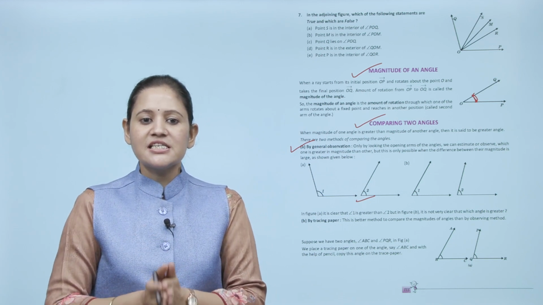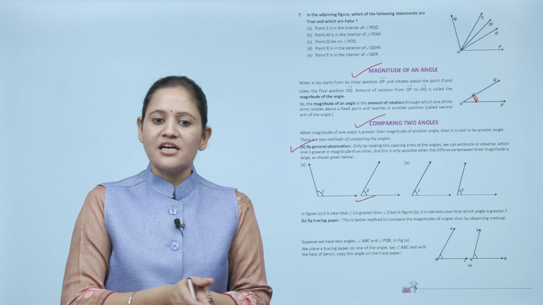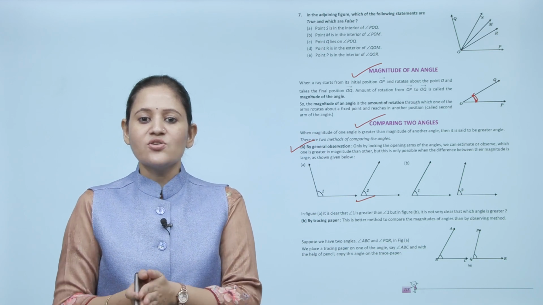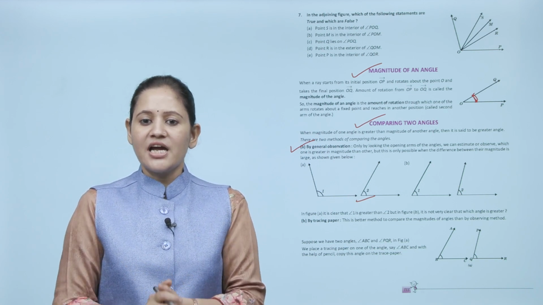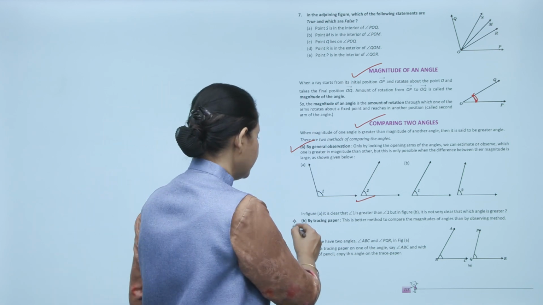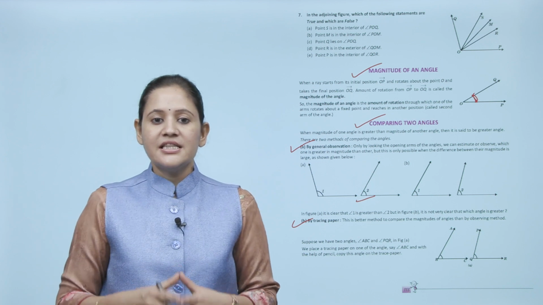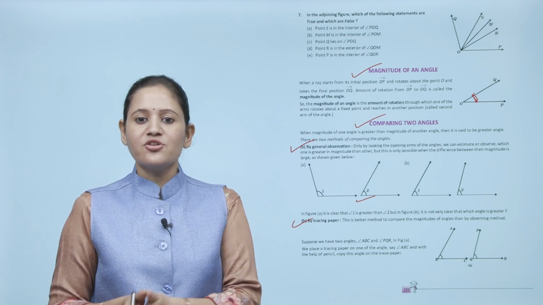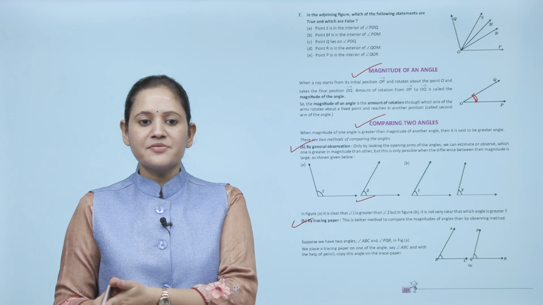In figure A, it is clear that angle 1 is greater than angle 2, but in figure B, it is not very clear which angle is greater. Next, by tracing paper. This is a better method to compare the magnitude of angles than by observing.